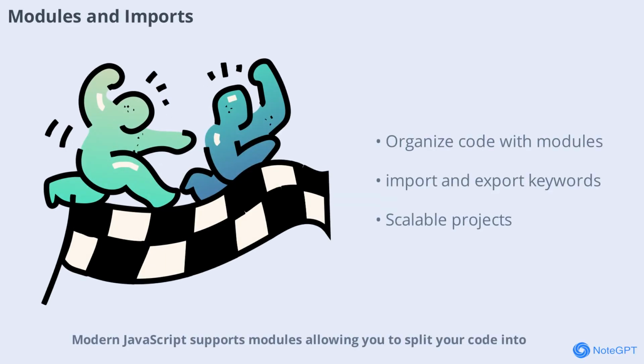Modern JavaScript supports modules, allowing you to split your code into separate files and import only what you need. This makes your projects more organized and maintainable. The import and export keywords let you share functions, objects, or variables between files. We'll explore how to use modules to structure your code and build scalable applications.